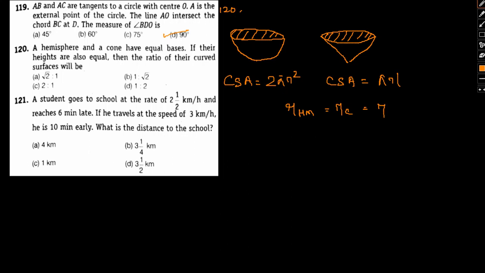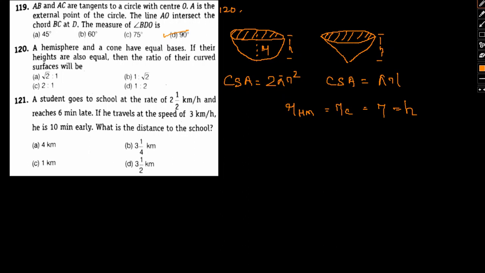Also it says that they have equal heights. So for the cone the height is this much, and for the hemisphere as well the height is this. This height is nothing but the radius only. I hope this is clear. This is the radius only, and this will be equal to the height. So height will be equal to radius only.